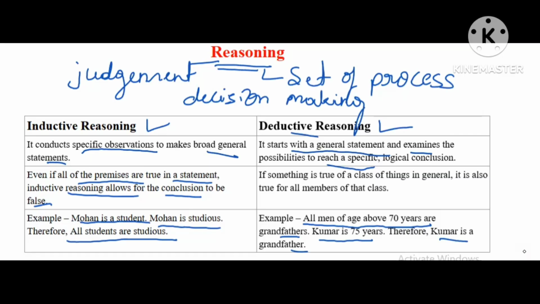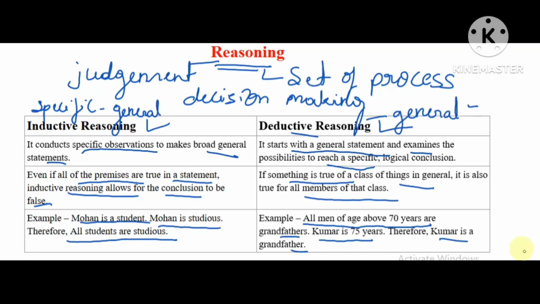We are examining the possibility to reach the specific from the general. That's why we say that if something is true of a class of things in general, it is also true for all the members of the class. Inductive reasoning goes from specific to general. Deductive reasoning goes from general to specific, and examines to reach a conclusion about the specific.